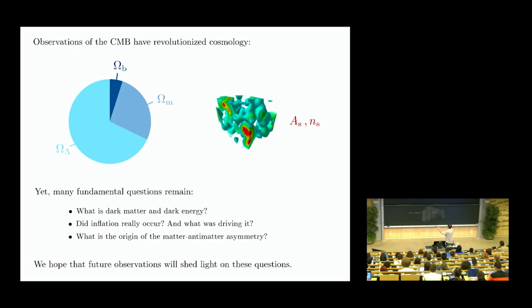And in particular, we have a model that describes all of this with just 5 or maybe 6 parameters. However, as I also highlighted, none of these parameters is perfectly understood. They all involve some kind of beyond the standard model physics, I would claim. And so there's many fundamental questions that we still have. So what is the dark matter? What is dark energy? Did inflation really happen? And if it happened, what exactly was driving this expansion? And then also I mentioned what is the origin of the matter-antimatter asymmetry.